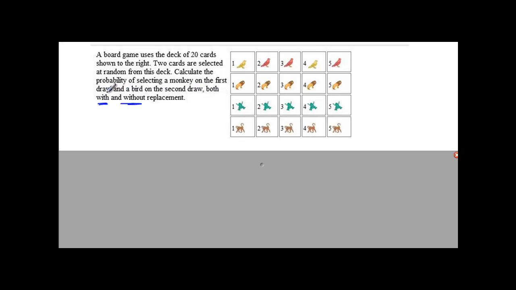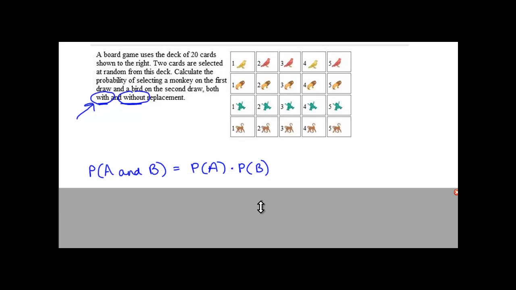And we're going to have two different problems here. The first one we're going to have with replacement, and the second one would be without replacement. So let's first look at this problem assuming that once we draw the first card, we're going to put it back. We're going to replace it. Because you would see in this problem the word "and," we've got two events occurring. So we want to find the probability of both A and B, and the formula would use multiplication.